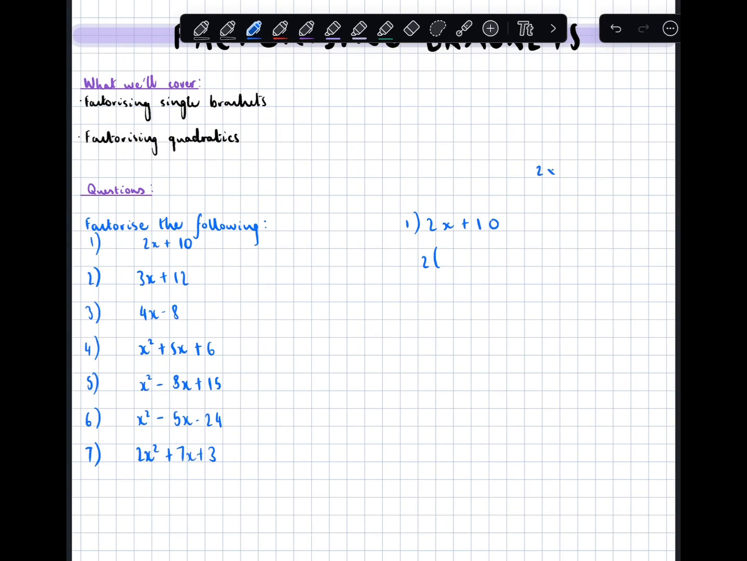So we know that if we do 2 times x, that will give us 2x. So we'd write x within the bracket. Now we need to find what do we multiply 2 by to give us plus 10. Now I know that if we do 2 times 5, that will give us 10. Notice that the 5 was positive, hence the number inside the bracket will be plus 5. And then you would close the bracket. And that would be the end of that one.